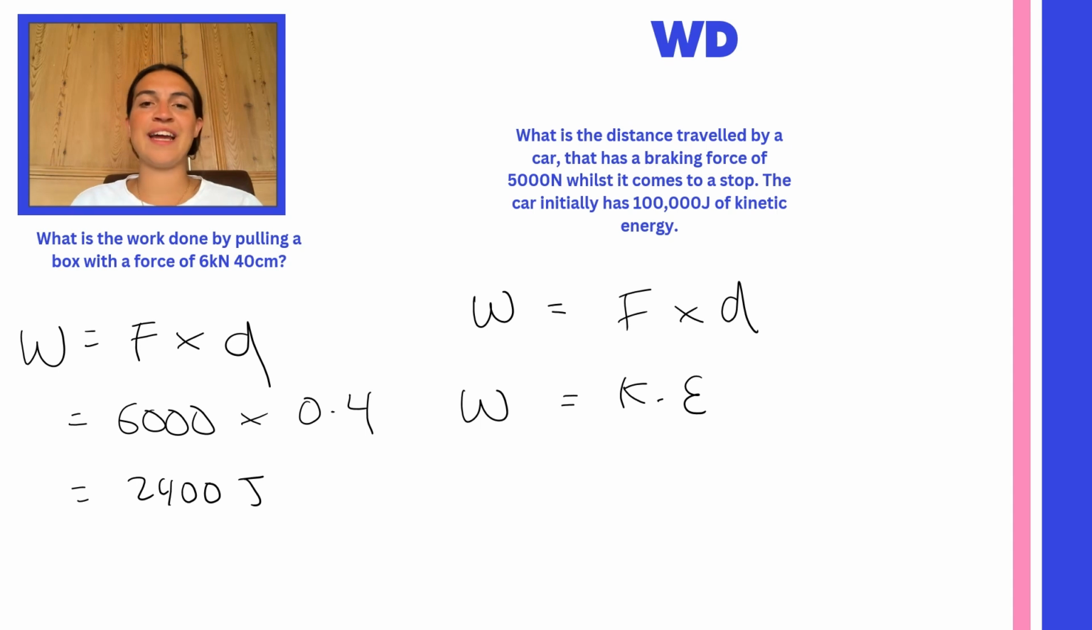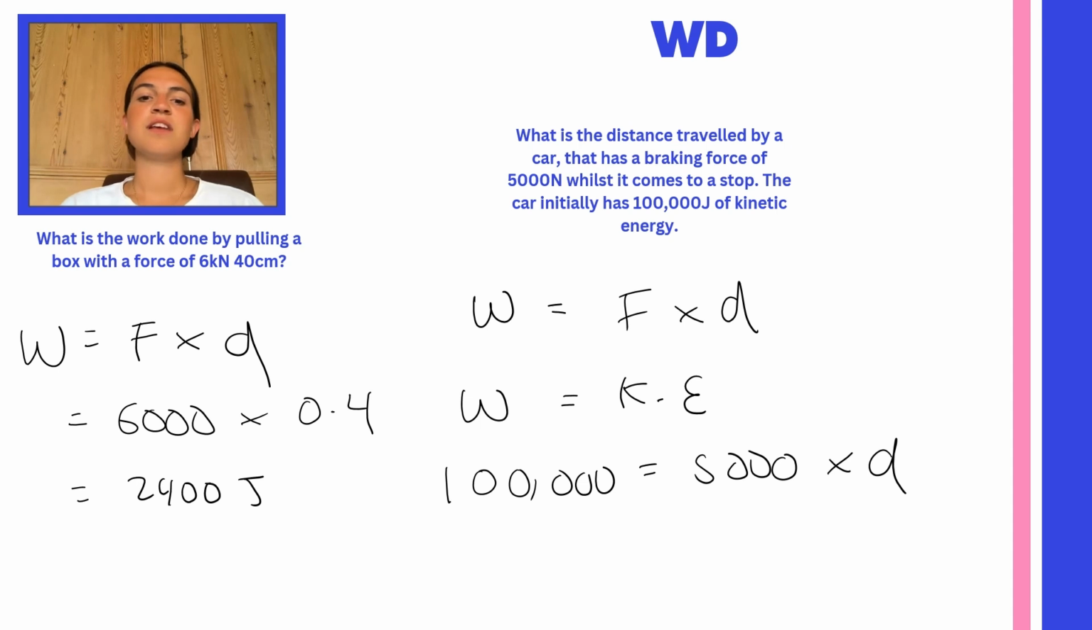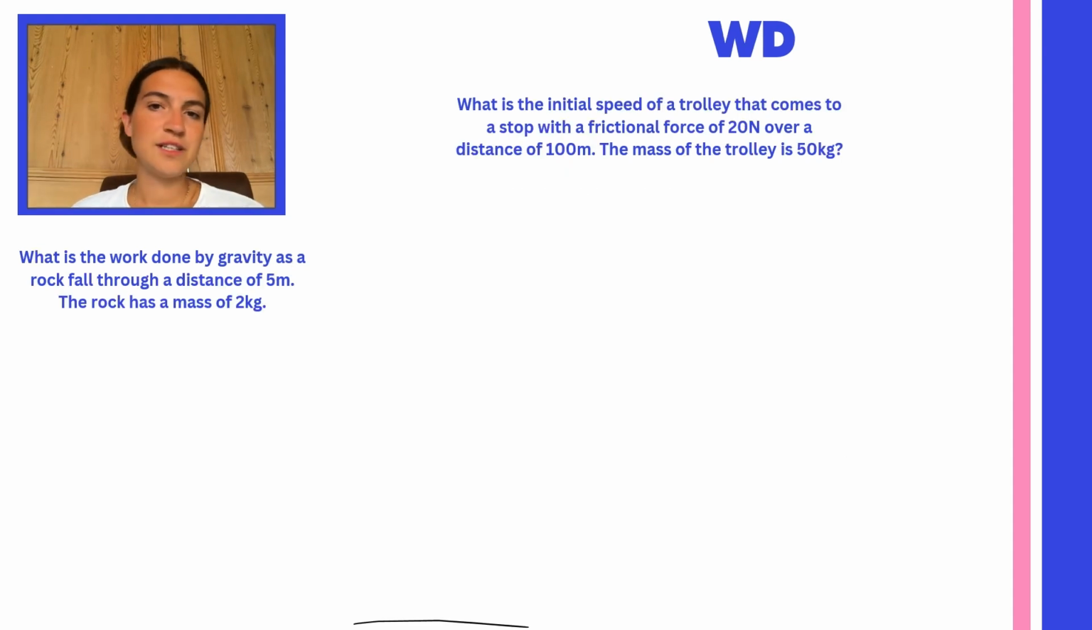Okay, because I want all of that kinetic energy to be transferred into heat energy, and my work will tell me how much energy is transferred. So I can set work equal to kinetic energy because I know all of that kinetic energy has to go if this car comes to a stop. So 100,000 joules equals force, 5,000, times distance. And therefore my distance is 100,000 divided by 5,000, which is 20. Just to be clear, on that previous example, that was 20 meters.